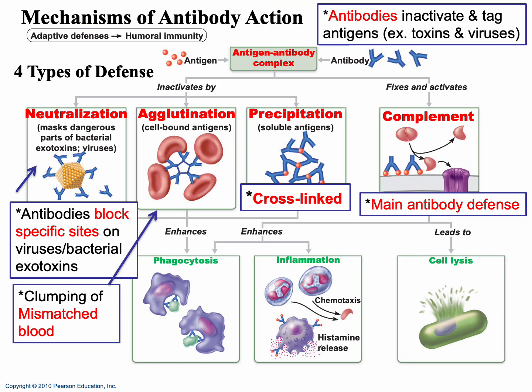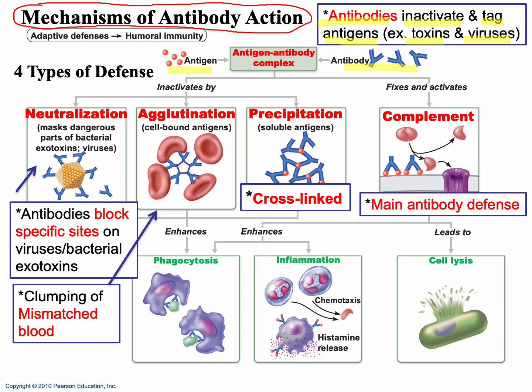We now take a look at the overall mechanisms of antibody action. So again, for review, what do antibodies do in the body? Ultimately, their function is to inactivate and tag antigens, these foreign items in the body, toxins and viruses and parasites and bacteria and so on and so forth. And so, again, the antigen can come together with the antibody. The antibody comes to the antigen and a complex is formed.